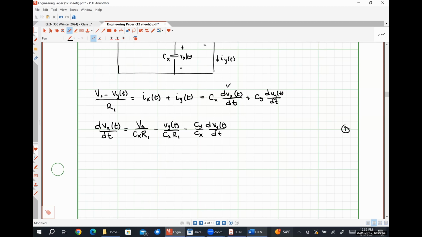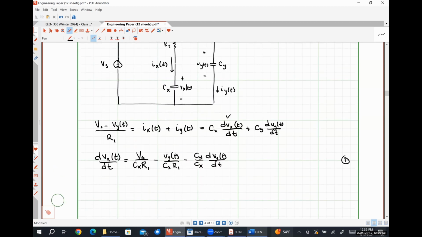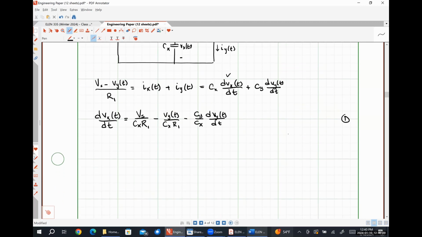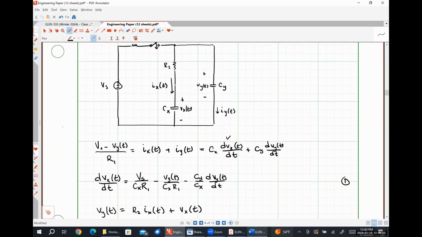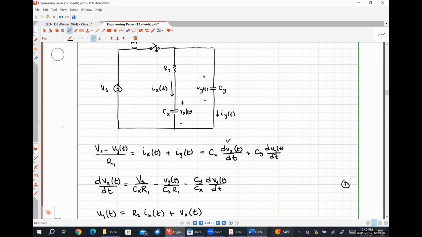Now I'm going to do Kirchhoff's voltage law around the right-hand loop. And so that tells me that Vy is equal to R2 times Ix plus Vx. Right? So I'm saying this voltage drop is equal to this voltage drop because they're both in parallel. And the voltage drop over here is the current flowing through the resistor times the resistor plus the voltage drop across the capacitor.